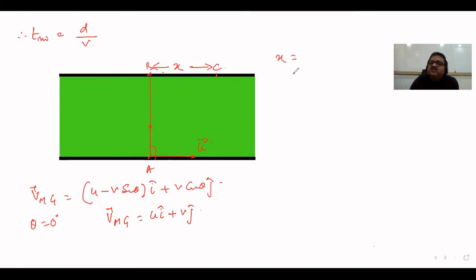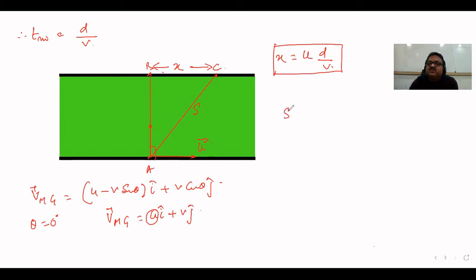This drag took place during the time in which the man crosses the river. So x is the component of velocity along the x-axis, u, multiplied by the time, d by v. So this is the drag. Now, what is the total distance traveled by the man? We can find it easily.